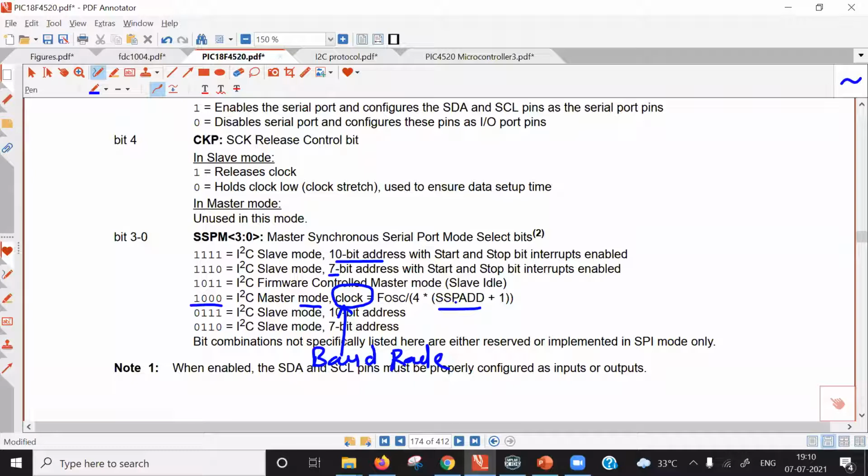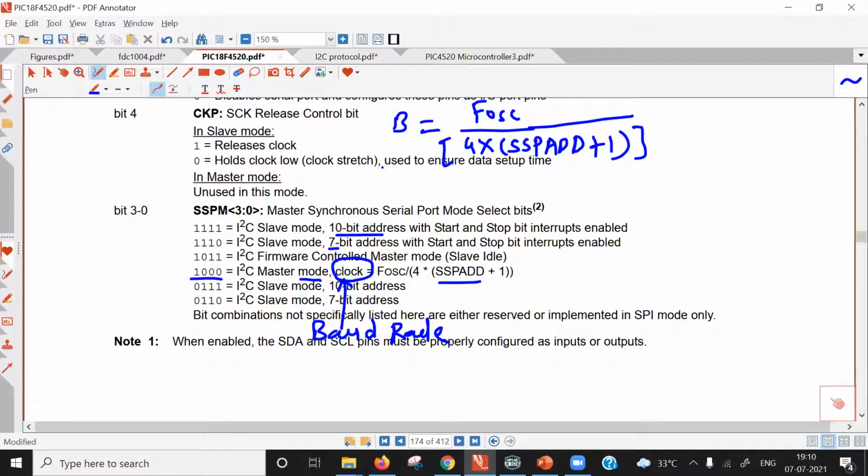So when you solve this equation for SSP address, I will write here, in place of clock, baud rate. So B is equal to F oscillator divided by 4 into SSP address register, it is 8 bit, plus 1. This is the equation. Now you solve this equation for SSP address value.